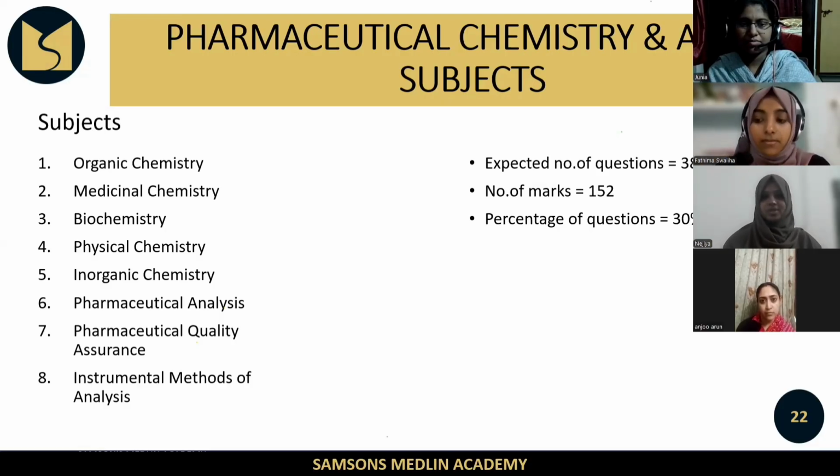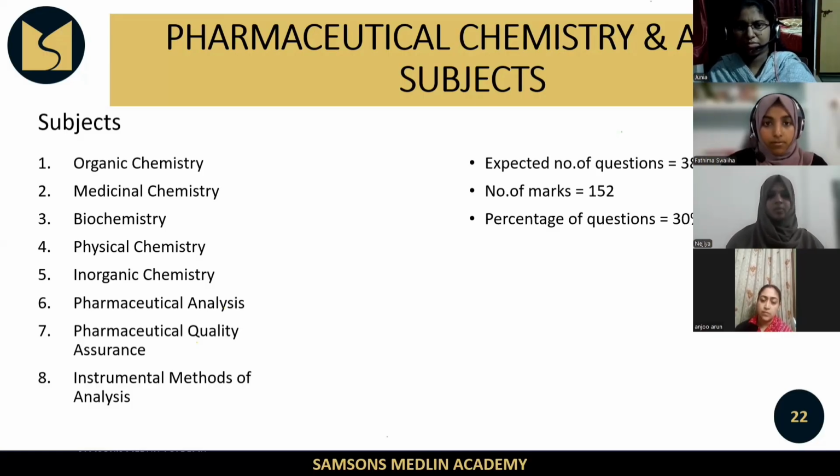You can expect 38 questions from pharmaceutical chemistry and allied subjects, and you will get 152 marks from these 38 questions. So the percentage of questions from pharmaceutical chemistry will be almost 30%, which is similar to that of pharmaceutics. When taking the sub-subjects of pharmaceutical chemistry, we need to focus more on organic chemistry, medicinal chemistry, pharmaceutical analysis, and instrumental methods of analysis. For biochemistry, physical chemistry, and pharmaceutical quality assurance, the number of questions will be less compared with organic, medicinal, and analysis.